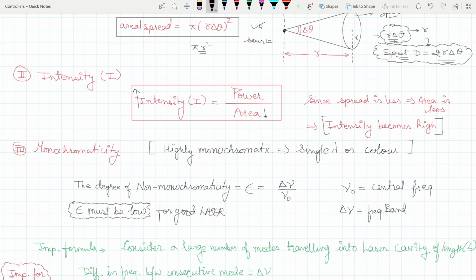The next point which we are going to discuss is monochromaticity. Highly monochromatic behavior is observed in a laser. Highly monochromatic means a single wavelength and a single color.